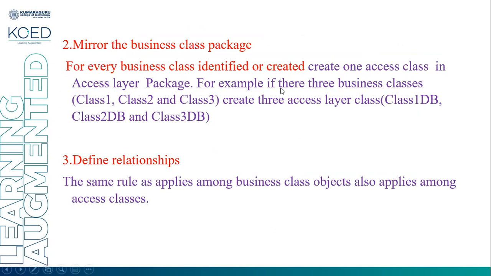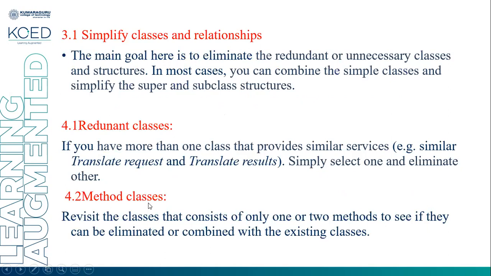For example, if there are three business classes like class 1, class 2, and class 3, create an access layer which contains class 1 DB, class 2 DB, and class 3 DB. Third one is define the relationship. The same rule that applies among the business class objects also applies among the access classes. So here, define the relationships.